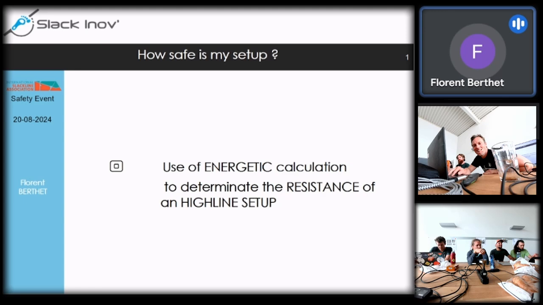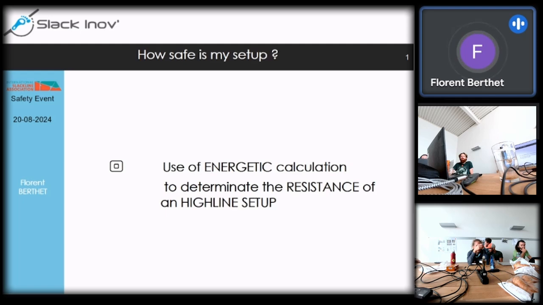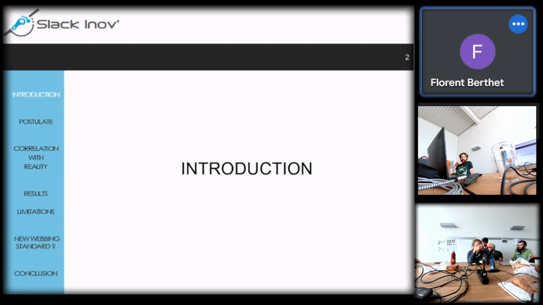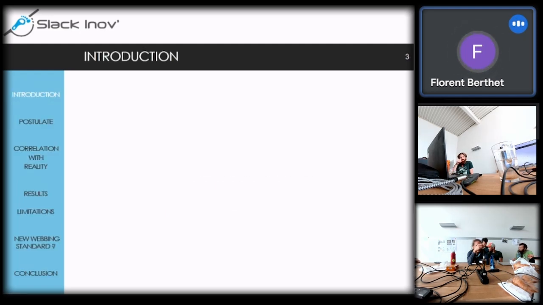So this topic I'm going to show you is about how to calculate the safety of our lines, mostly high line setups. And I discovered an energetic calculation that I wanted to share with the community. So first is my introduction.